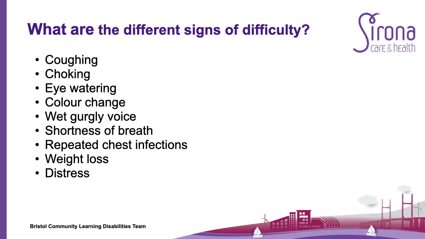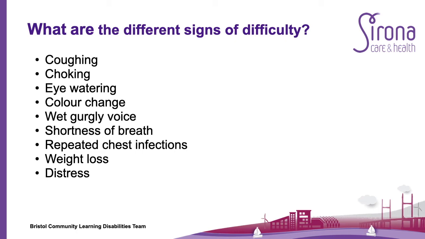Here we have listed some of the main signs of a swallowing difficulty. We have just covered coughing and choking, and these are often the most obvious signs of a problem. Eye watering, a wet gurgly voice, a change in colour in the face, such as going red, and shortness of breath can also be caused by aspiration.